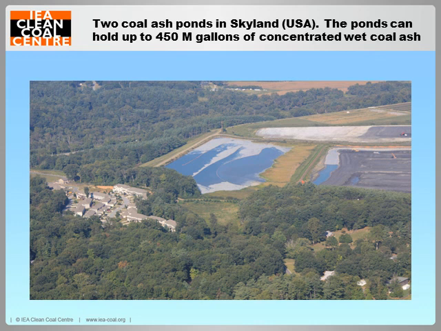This is a view of two coal ash ponds in Skyland in the United States. As the caption says, the ponds can hold up to 450 million gallons of concentrated wet coal ash.